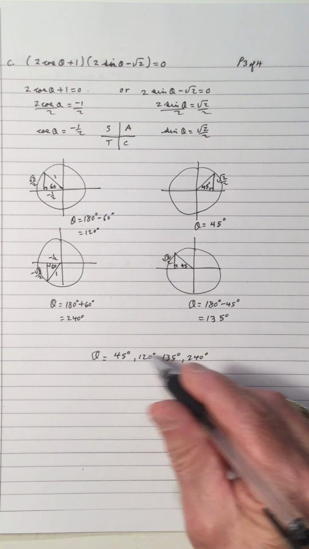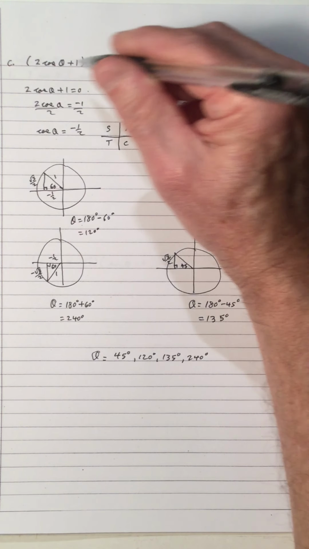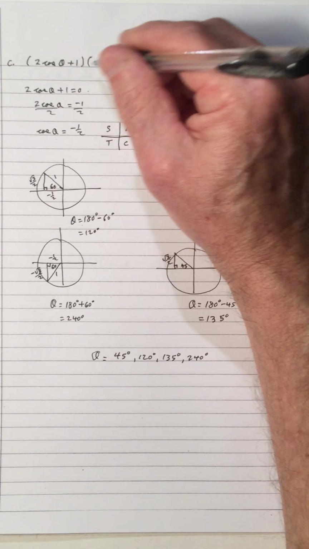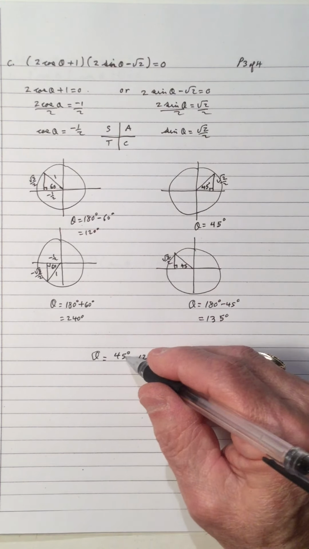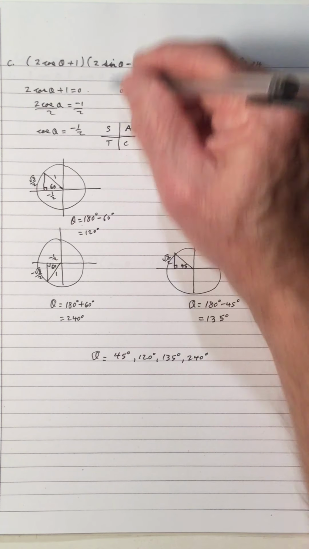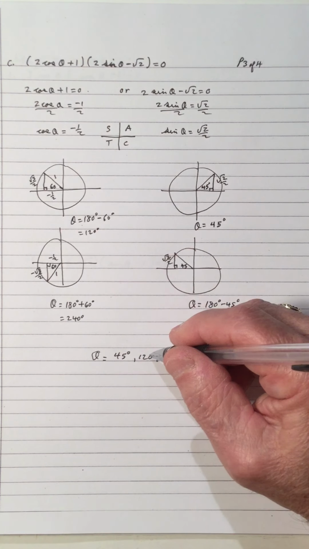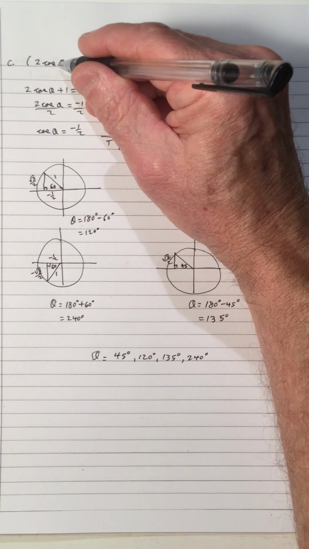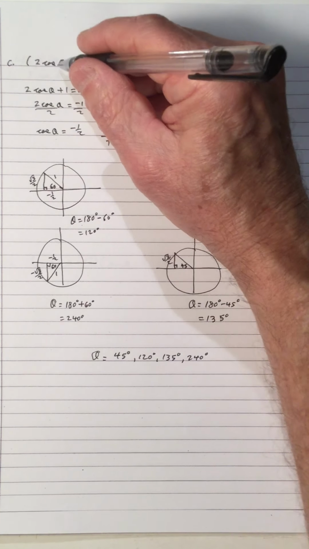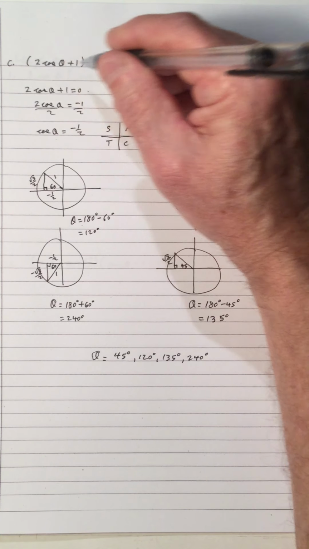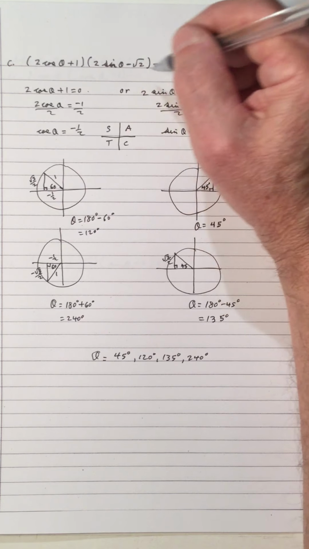Any one of these values subbed in here for theta will make one of these brackets 0. So we put the 45 in here, you'll get a 0. Put the 135 in right here, you'll get a 0. If you put the 120 in right here, you'll get a 0. Or we take the 240 and sub it in here, you get a 0. And 0 times, no matter what this bracket is, you'll get a 0.